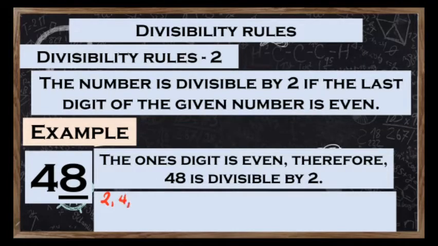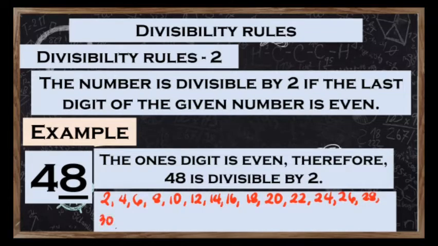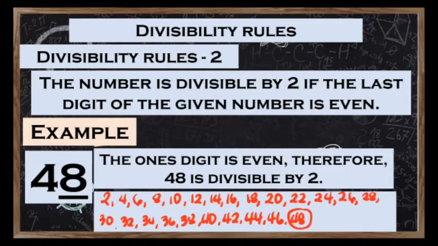2, 4, 6, 8, 10, 12, 14, 16, 18, 20, 22, 24, 26, 28, 30, 32, 34, 36, 38, 40, 42, 44, 46, and 48. So 48 is a multiple of 2, therefore 48 is also divisible by 2.